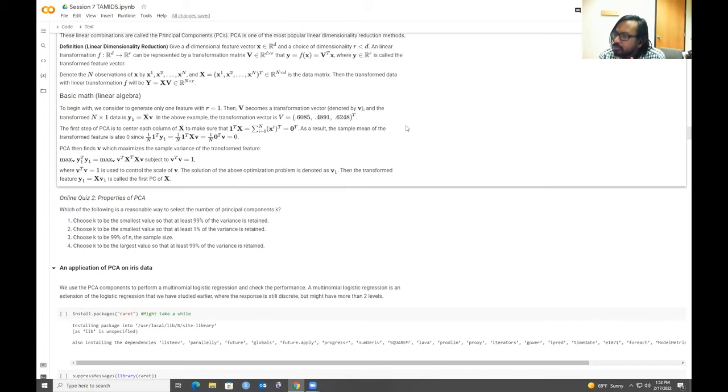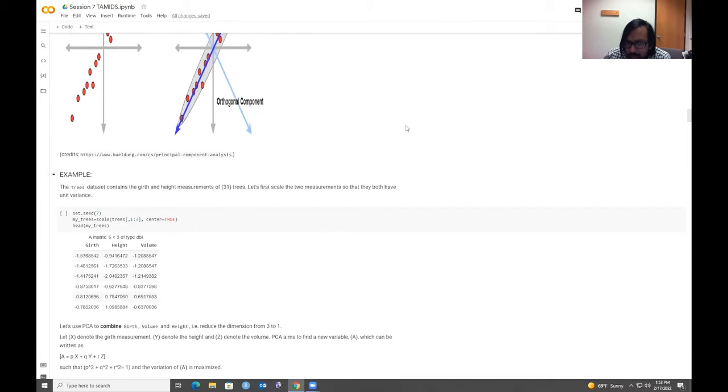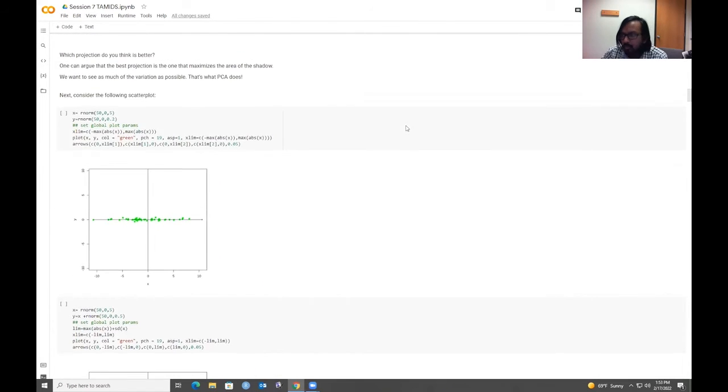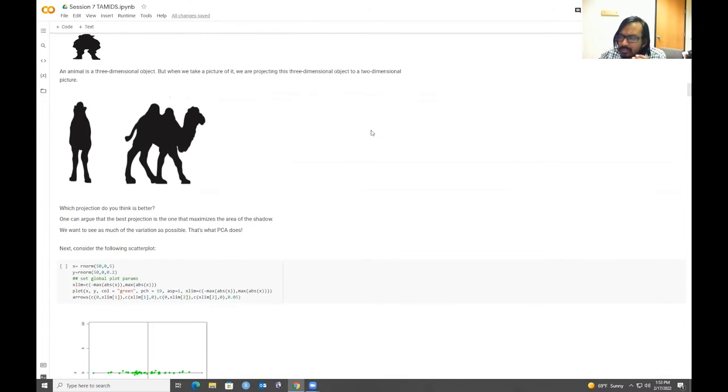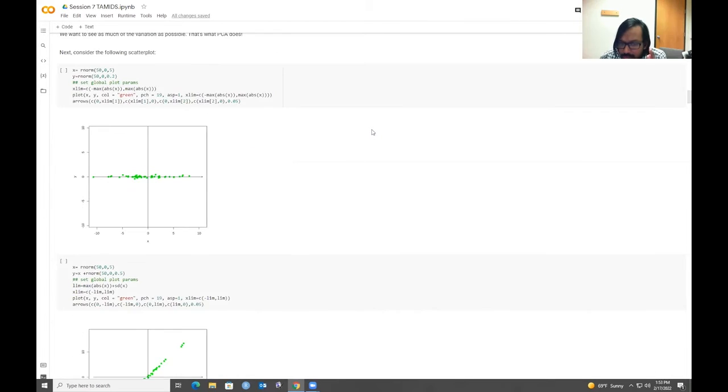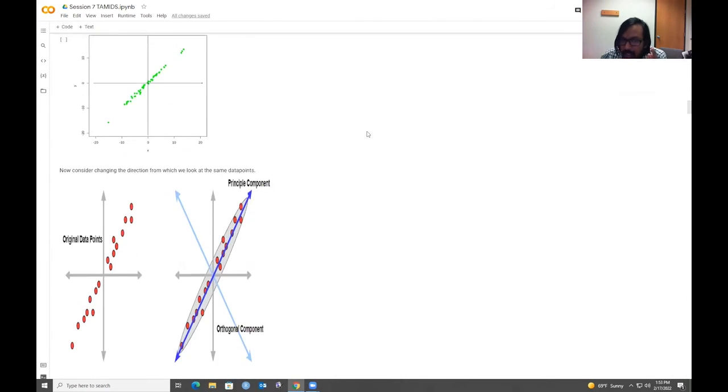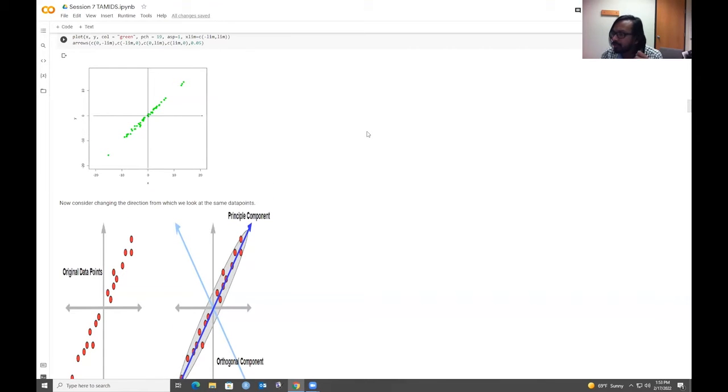Let us try to go through each of this. Let us try to revisit the idea of PCA. As we saw here in this picture, in these scatter plots, what we want to capture is the variability. The entire variability is in the diagonal direction of the scatter plot.